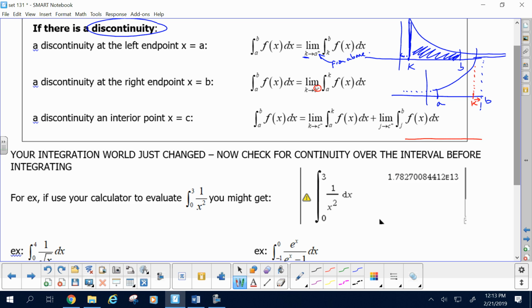Okay? The worst possible case is if there is an interior discontinuity. If you're going from A to B, and there is some kind of interior discontinuity at C, say it looks like this, well, then that stinks because now you're going to have to do two integrals. One, creating a cut point from below as K approaches C from below. And another one, J, as J approaches C from above. What happens?